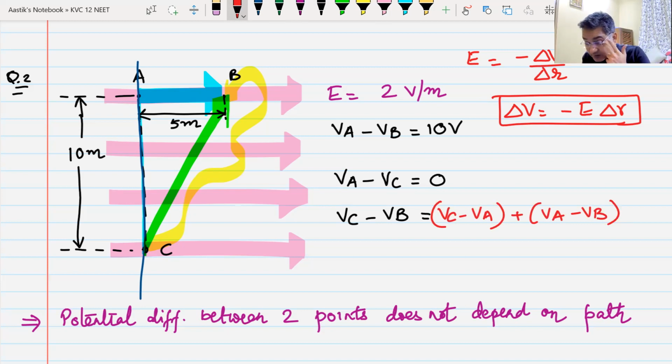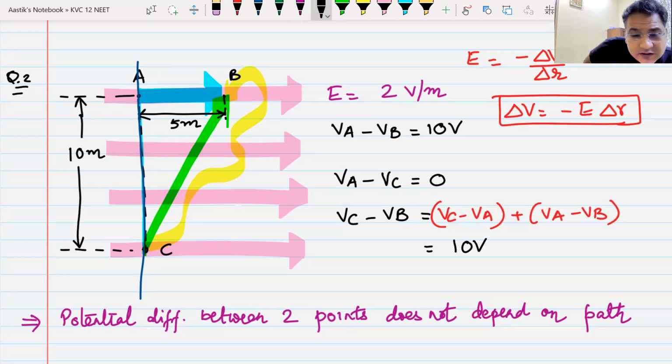Minus VA and plus VA. Yes or no? Yes, sir. So this VC minus VB also becomes 10 volts. Remember, the potential difference between 2 points does not depend on path.